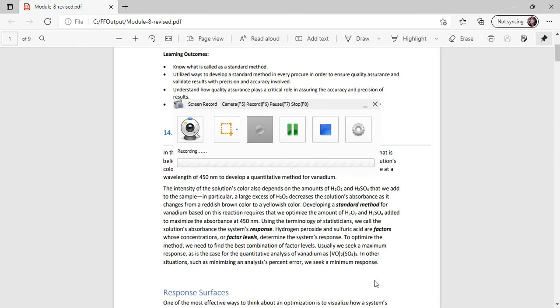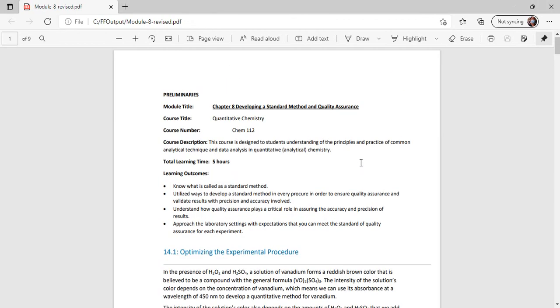Right, let's move on to our last chapter. So we are now on developing the standard method for your quality assurance. We already discussed how to deal with your samples, performing your laboratory analysis. So we are now on the standard methods, and also to assure that all your results are validated.